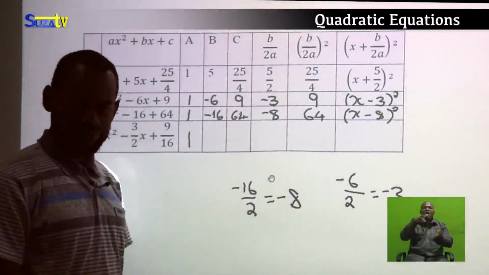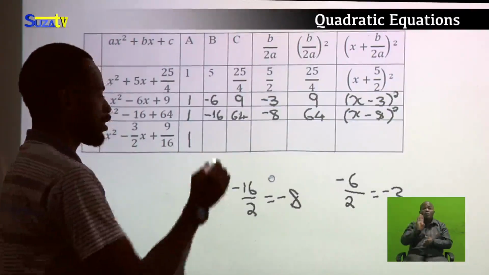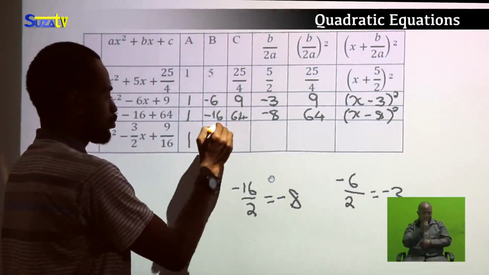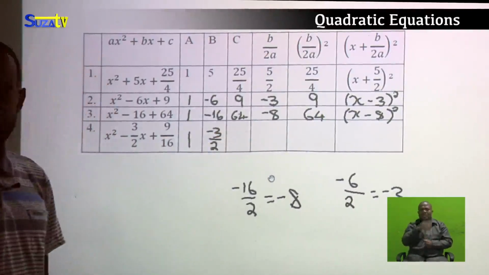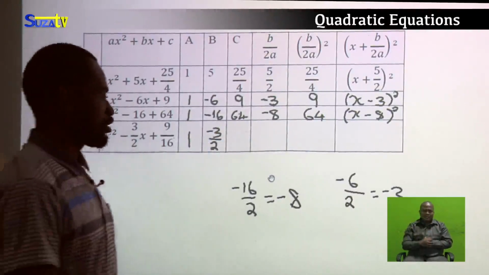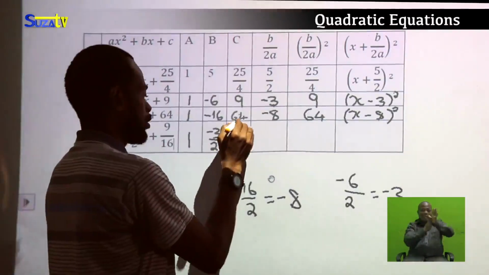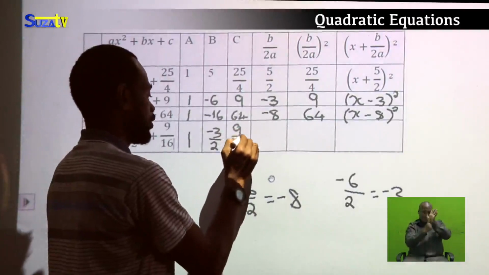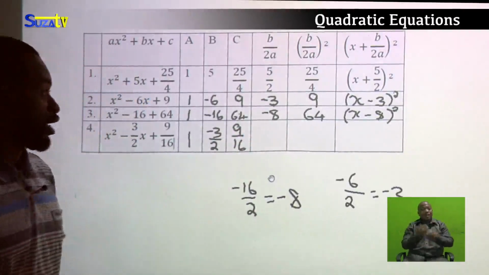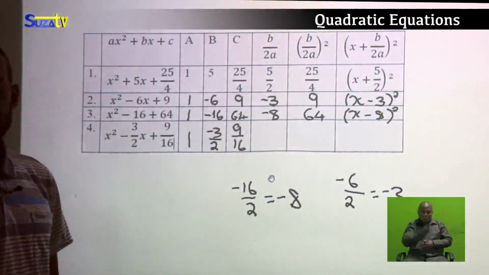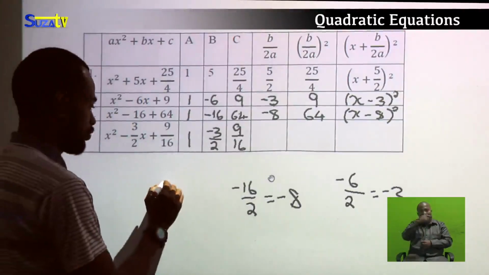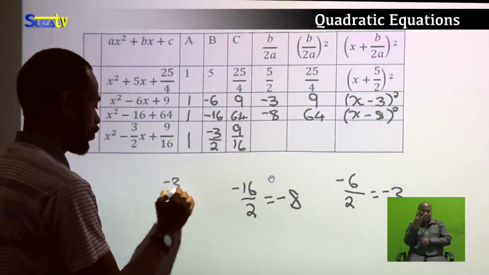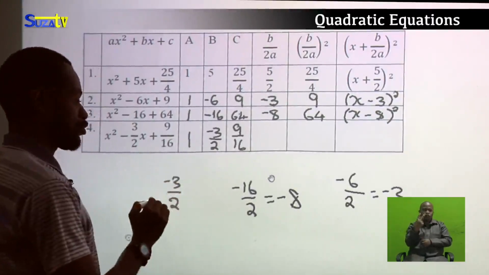The value of b is negative 3 over 2. C, of course, is 9 over 16. So now it is b over 2a. So b is what? b is negative 3 over 2.